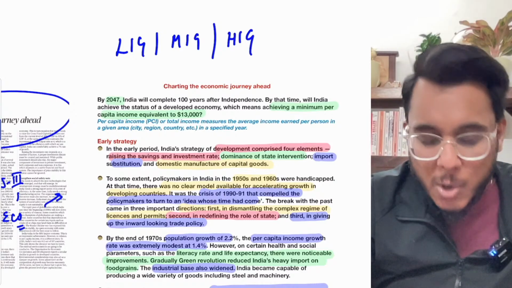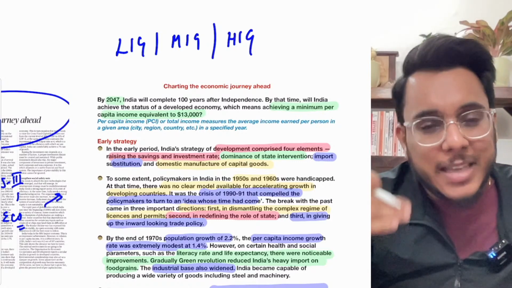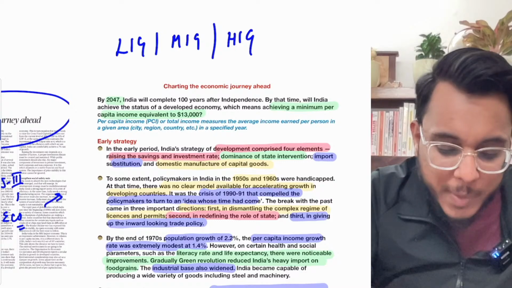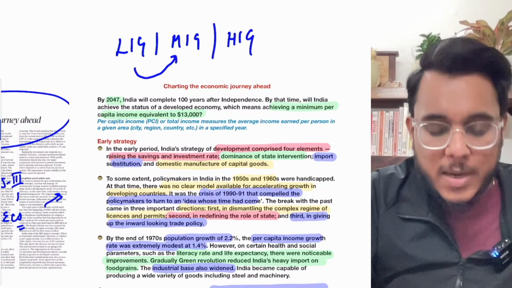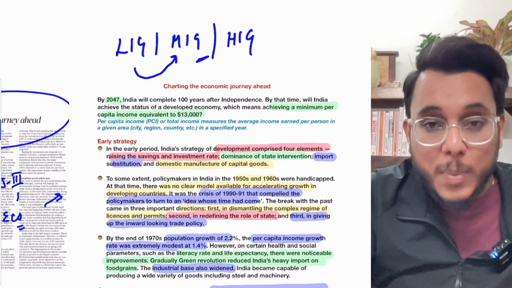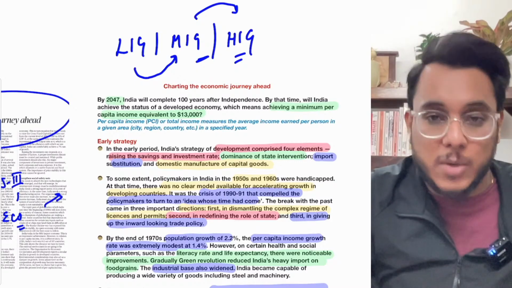Now guys, when we talk about many of the countries in the world, when they become developing countries, when they become emerging countries, they are able to break this low income group trap and they become a middle income group country. But many of them are not able to break this middle income group trap, and they are not able to become the high income group.